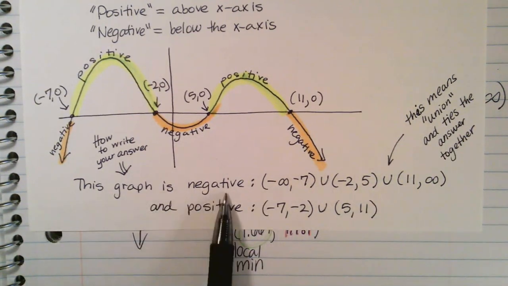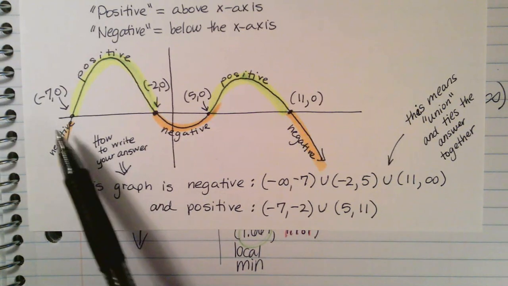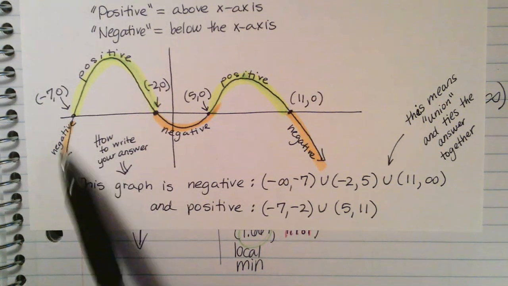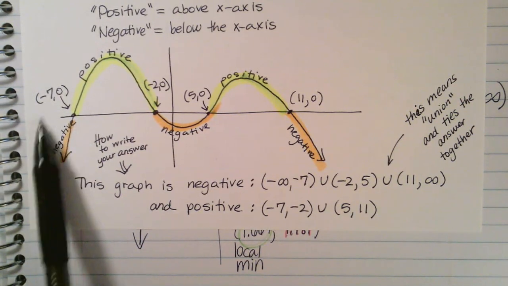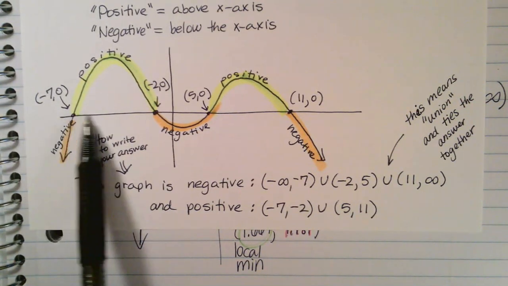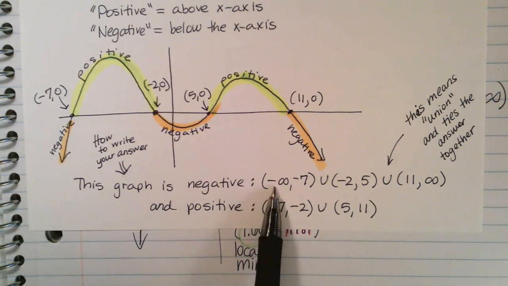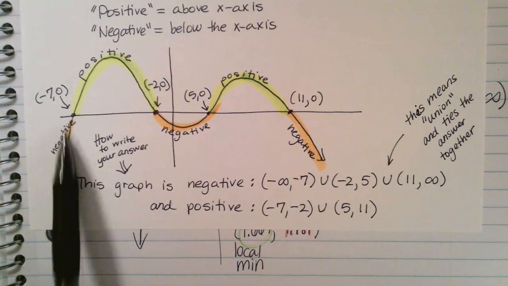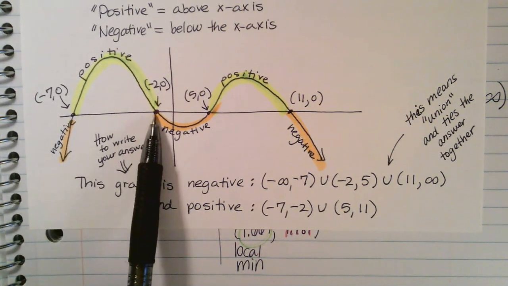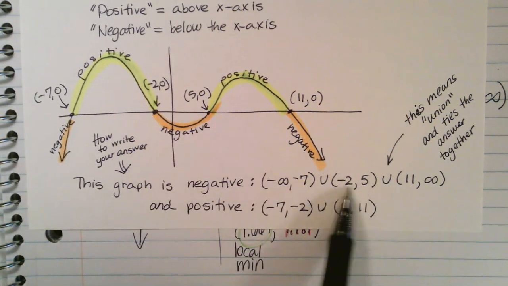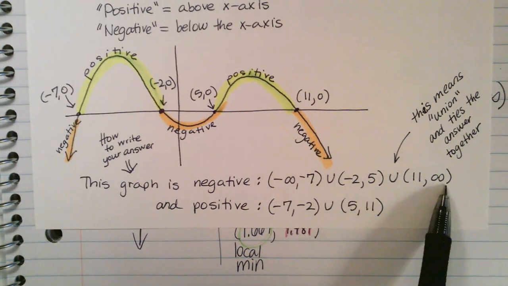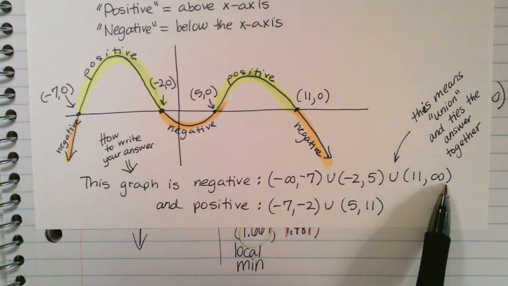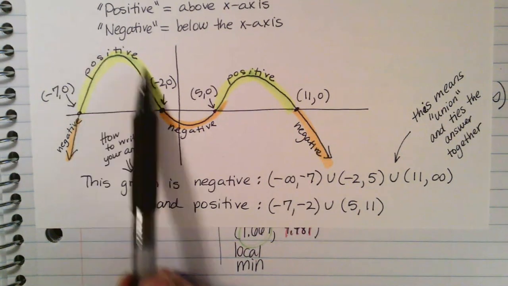So this graph is negative in 3 different sections, from negative infinity up to negative 7. If it comes before this, out to the left of this, remember we read the graph from left to right, we'll always start with negative infinity for both of these. So from negative infinity up to here, that's negative. It's negative again from negative 2 to 5. And it's negative again from 11 to positive infinity. Where is it positive? Between negative 7 and negative 2.